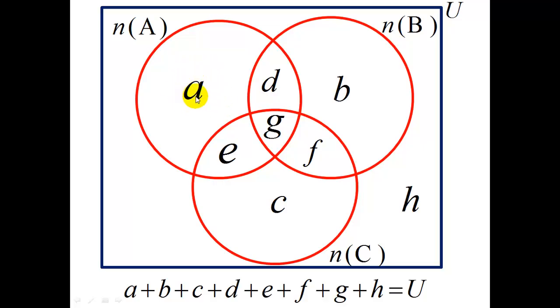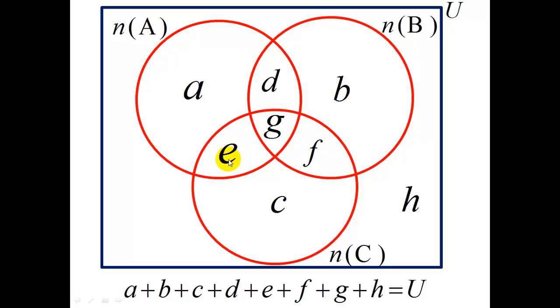A represents students who read only Agric. B represents students who read only biology. C represents students who read only chemistry. Now D represents students who read only Agric and biology. But when you add D to G, D plus G represents the region which represents students who read Agric and biology.